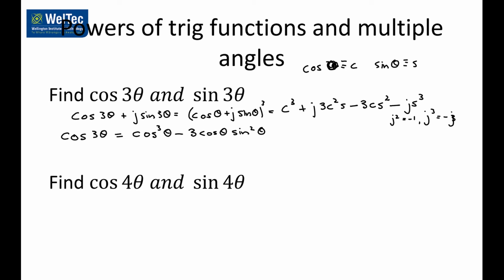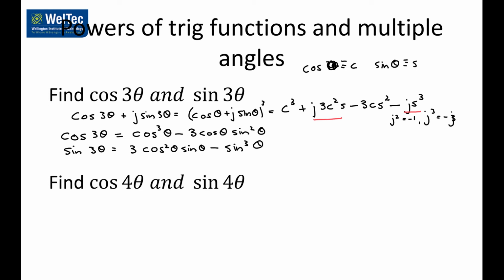And doing similarly with the imaginary part, then sine 3 theta. So I need to find the imaginary parts on the right hand side, so it would be that bit and that bit. So sine 3 theta equals 3 cos squared theta sine theta minus sine cubed theta.